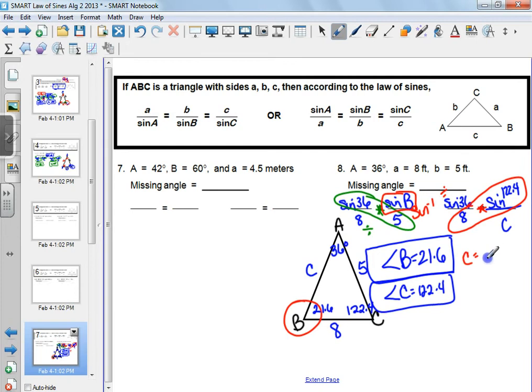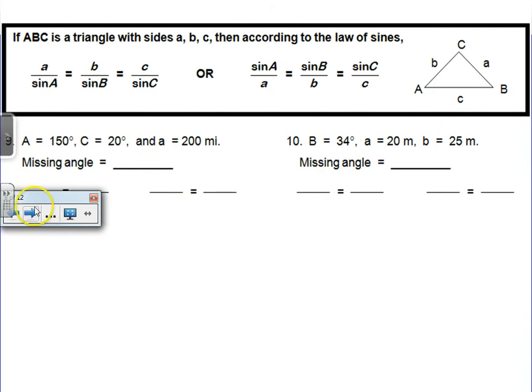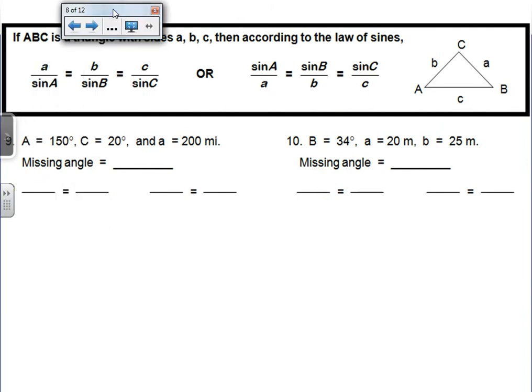So how big is little c? Okay, very nice. Okie dokie. So a little different. Sometimes you're given different types of information, so you gotta be careful. Let's do number 10. I'm gonna skip to number 10.